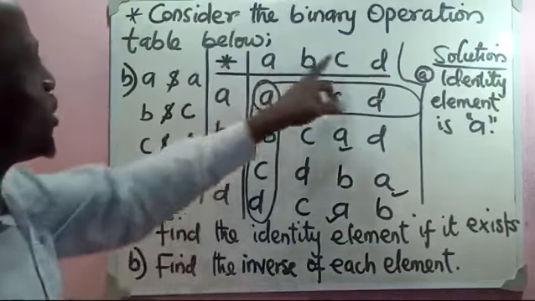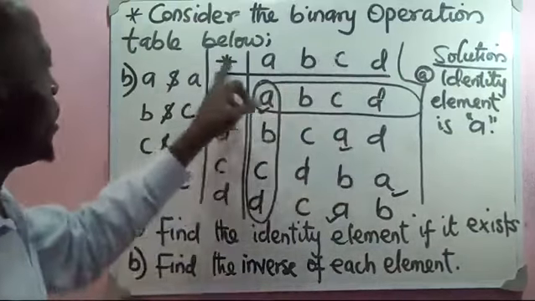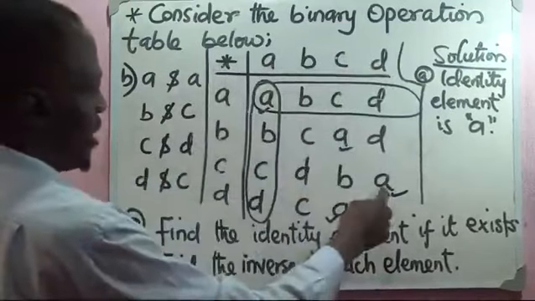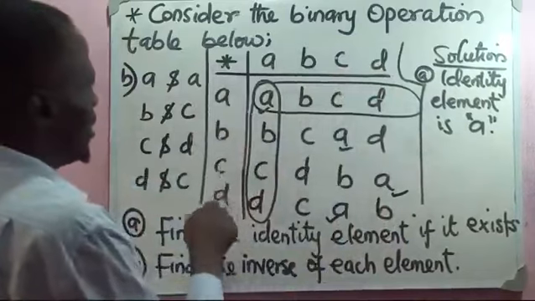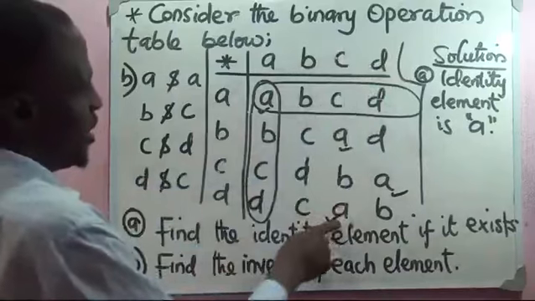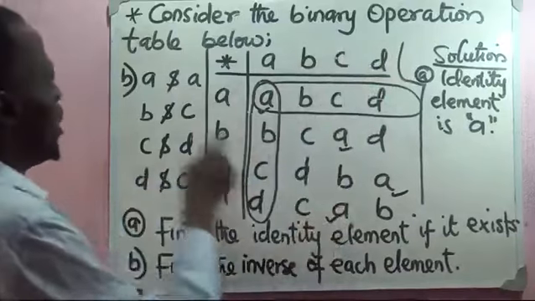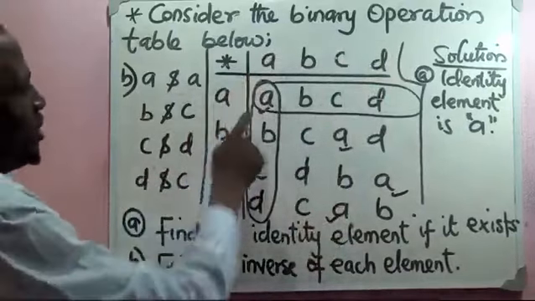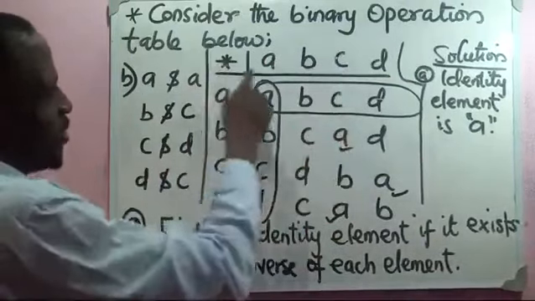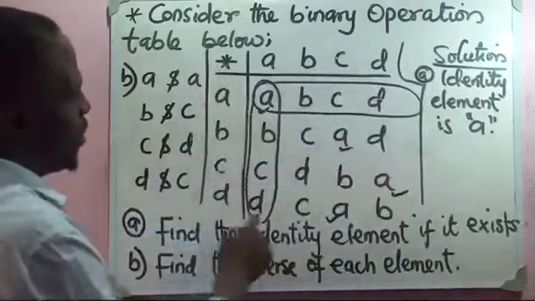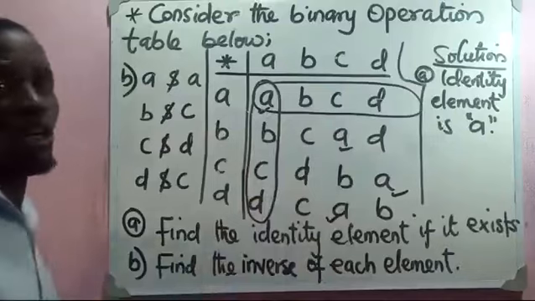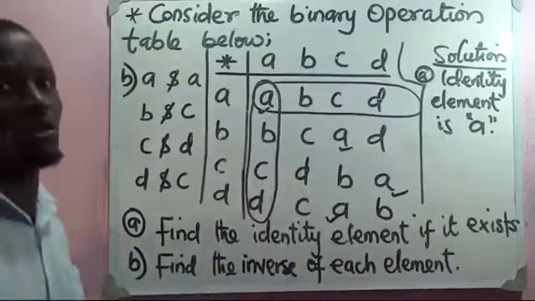B operation C gave me A. A operation A gave me A, C operation D gave me this A, and D operation C gave me A here. Therefore, A is the inverse of A, B is the inverse of C, C is the inverse of D, while D is the inverse of C as far as this table is concerned. Is it clear to you?